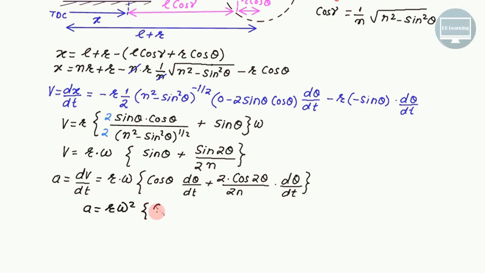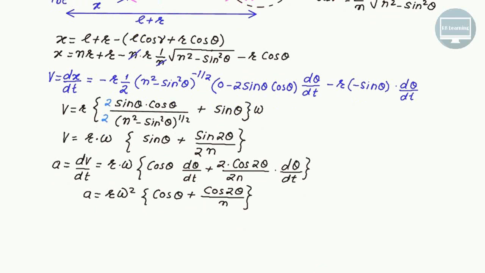First term is what? Cos theta. And what is the second term? This 2 and 2 cancel. Is it cos of 2 theta divided by n? So this is our final equation of acceleration. And does it consist of 2 parts? First part is cos theta and second part is what? Cos of 2 theta.